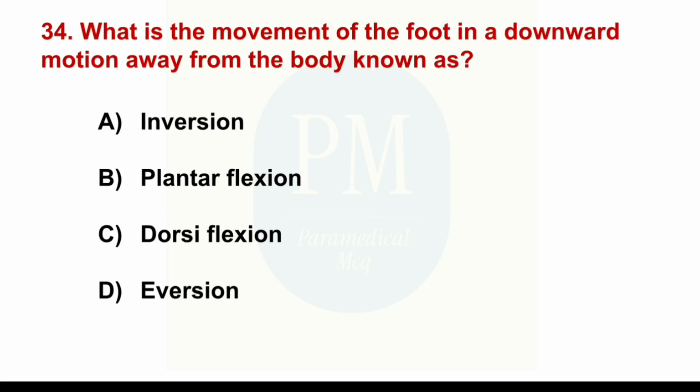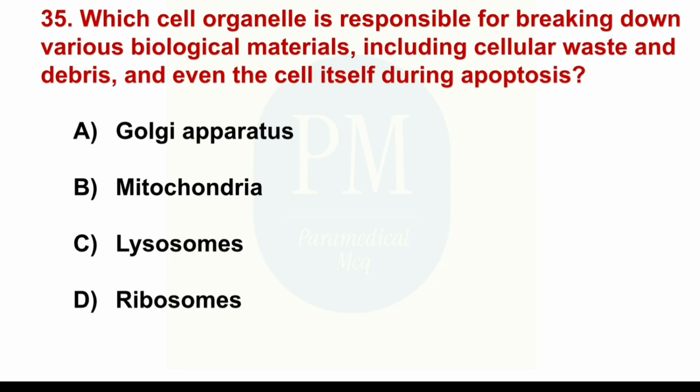What is the movement of the foot in a downward motion away from the body known as? Option A, inversion. Option B, plantar flexion. Option C, dorsiflexion. Option D, eversion. The correct option is option B, plantar flexion. Which cell organelle is responsible for breaking down various biological materials including cellular waste and debris and even the cell itself during apoptosis? Option A, Golgi apparatus. Option B, mitochondria. Option C, lysosome. Option D, ribosome. The correct option is option C, lysosome.